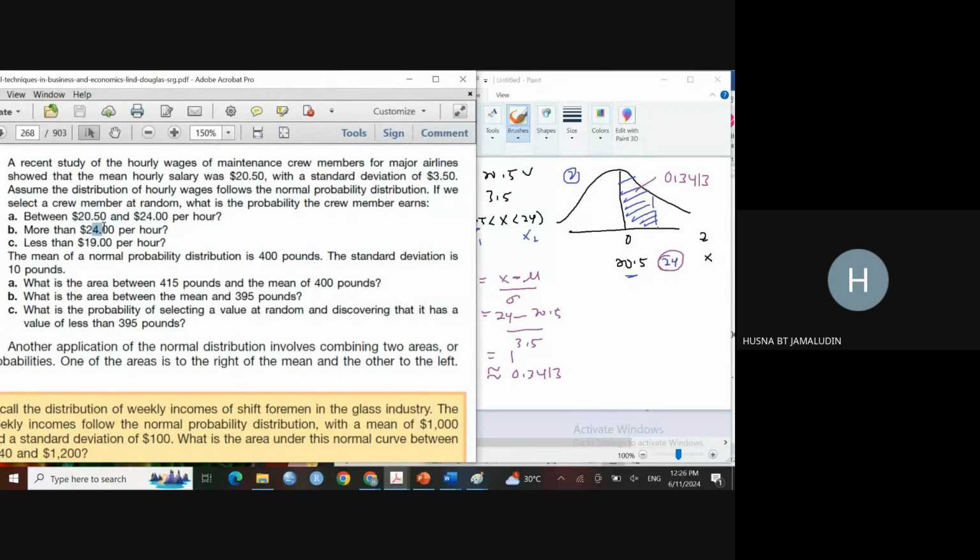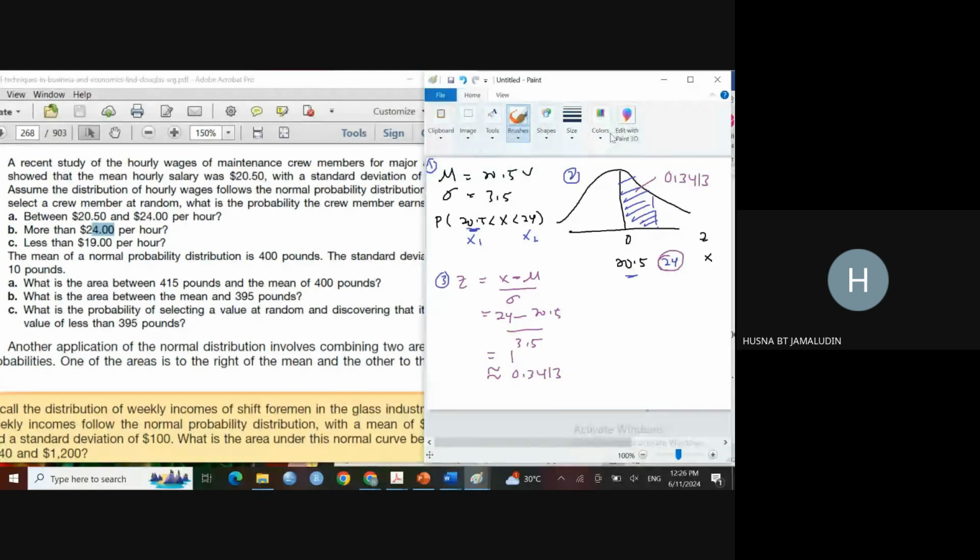Second, more than 24 per hour. This is just like your exercise in your slide. So where is this more than 24? This is your 24. More than that is this area. So to find it, of course, you will take 0.5 to represent half of this diagram, so 0.5 minus the one that you have computed here, which is 0.3413. What is the answer here? When you minus it, you will get 0.1587. I hope this answer should be correct.